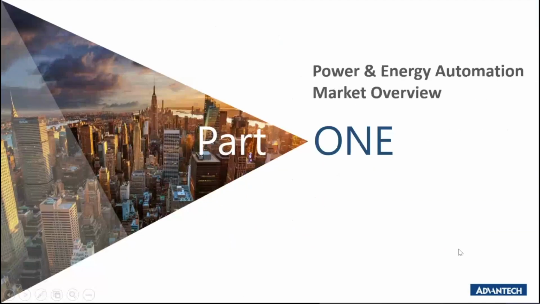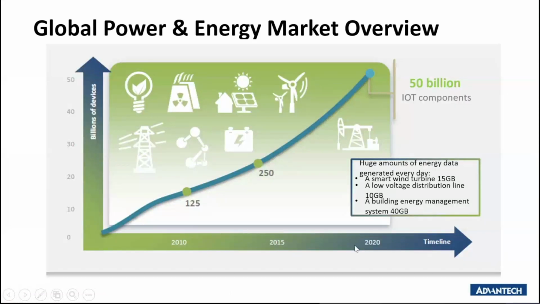Okay, for part one, the global power and energy market overview, as you can see in this slide, over the past 10 years the demand for IoT components has drastically increased. Especially nowadays, a lot of people are talking about the smart grid and smart substations. So we foresee that in 2020 there will be 50 million IoT component sales. There is a huge amount of energy data generated every day.